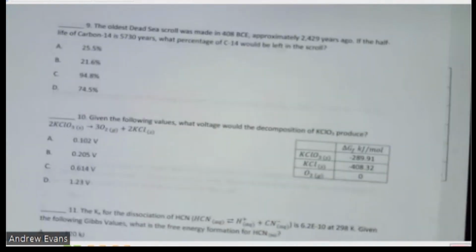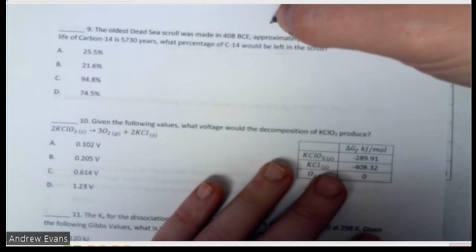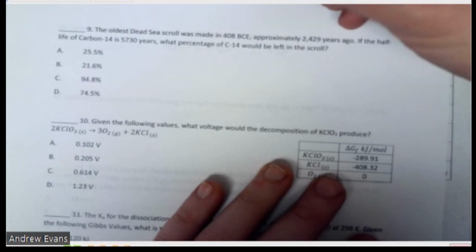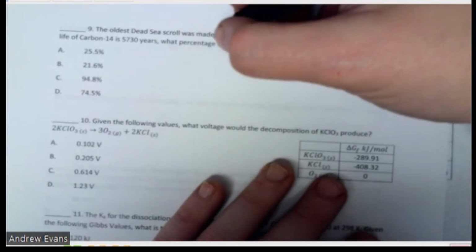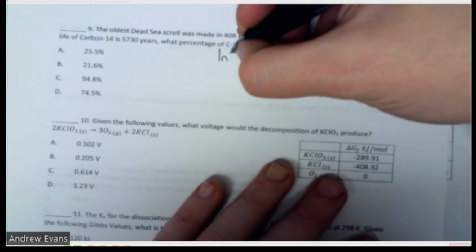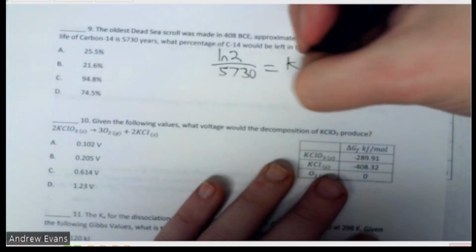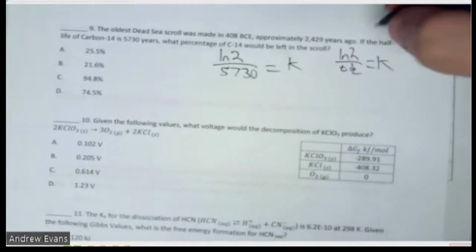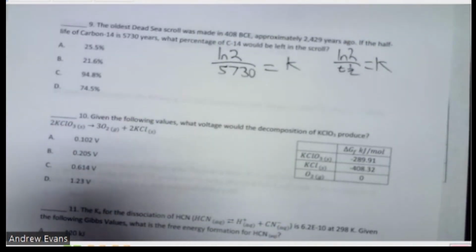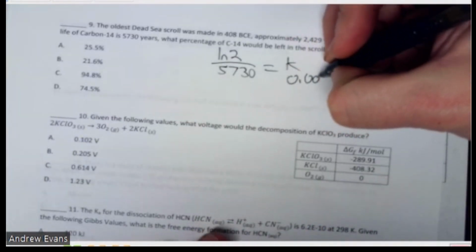This is from the nuclear chemistry chapter. The half-life of carbon-14 is 5,730 years. And the Dead Sea Scrolls are 2,429 years old. How much carbon-14 should be left? So ln2 over the half-life is going to give you your K. ln2 over T1/2 equals K. That's a half-life equation. And for these nuclear reactions, K is a very, very small thing.